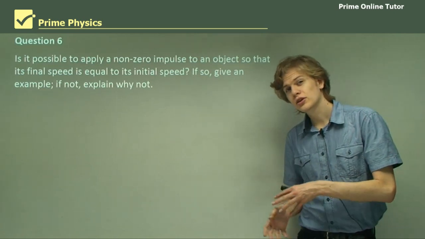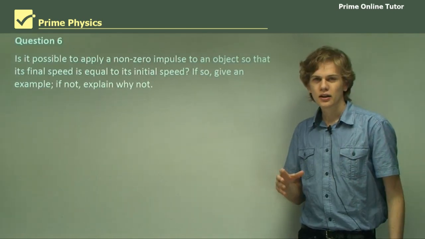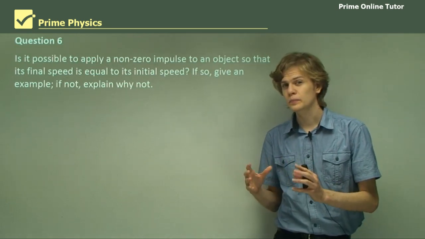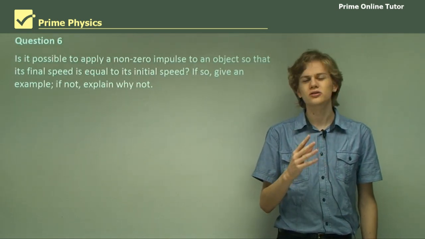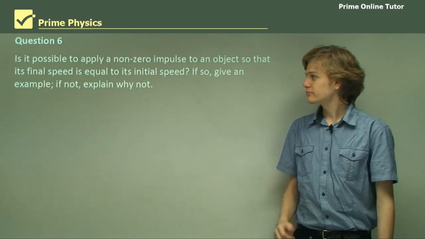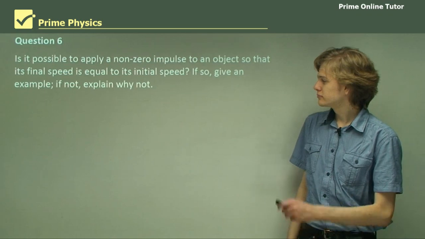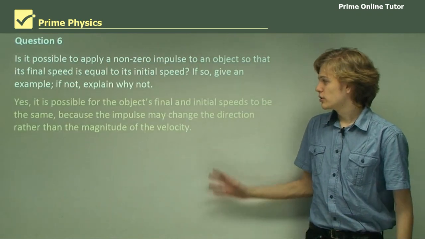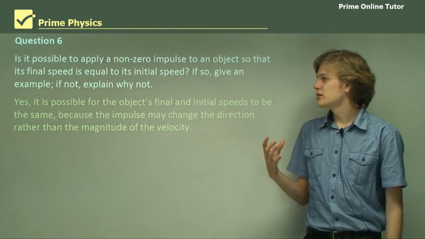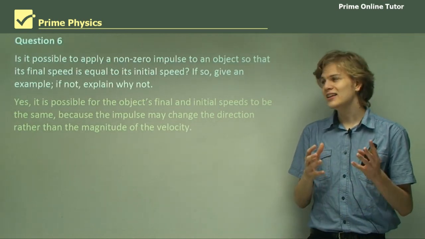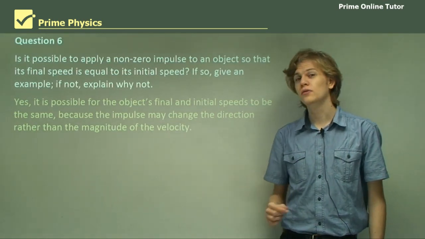If the object is moving around in a circle, then its velocity changes, because of course there's a force acting on it, but its speed does not. We can apply that to this as well. So it is possible for the object's final and initial speeds to be the same, because the impulse may change the direction instead of changing the magnitude of the velocity.